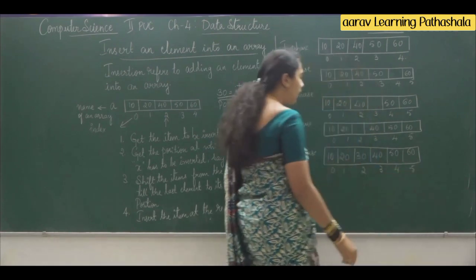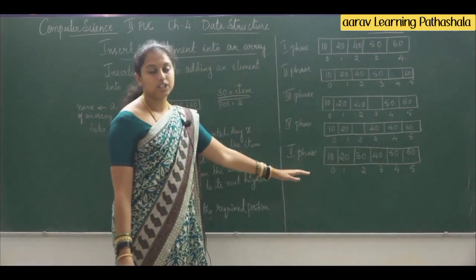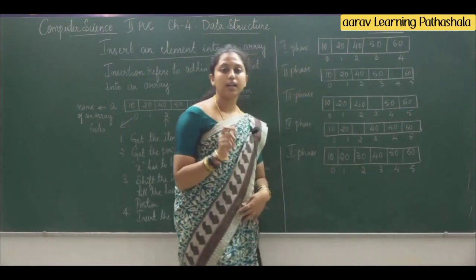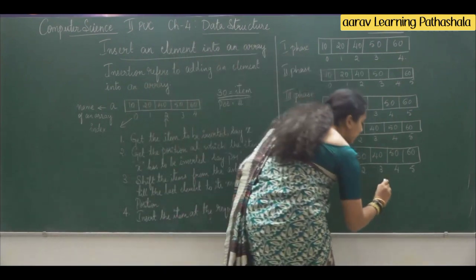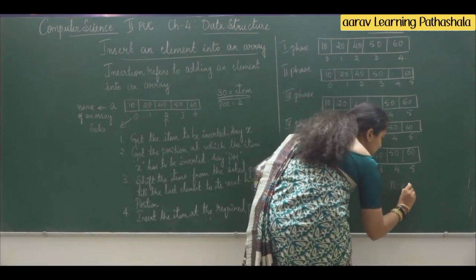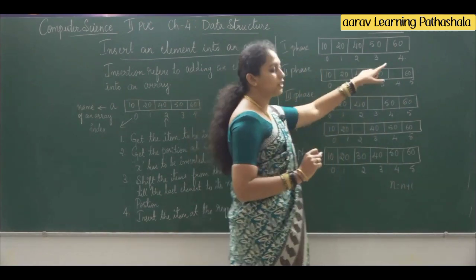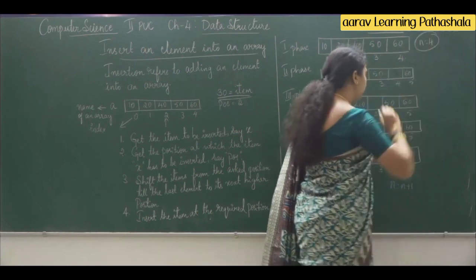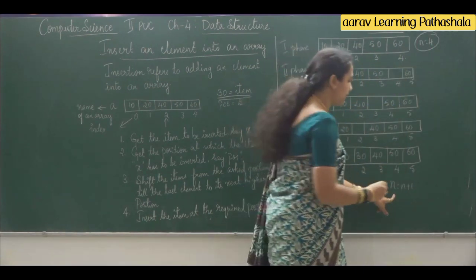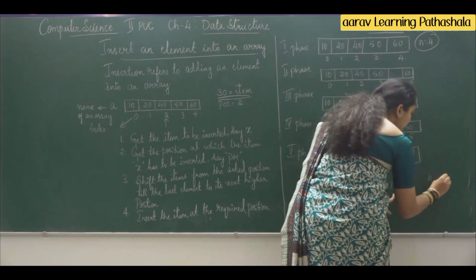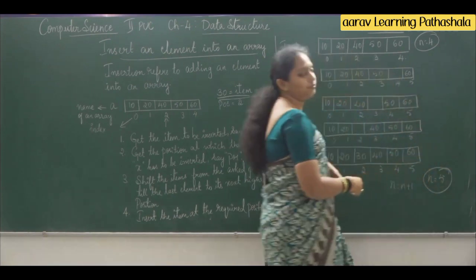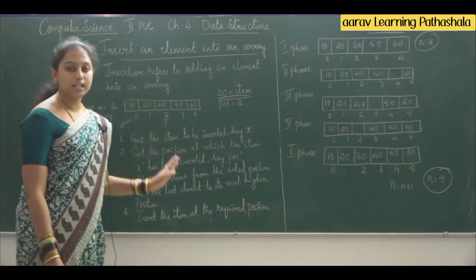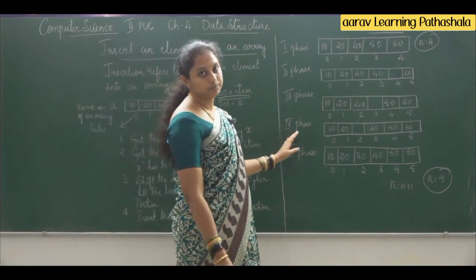So after inserting an element into an array, the size of an array is increased by 1. That is, n is equal to n plus 1. See, before insertion, the size of an array is 4. But after insertion of an element into an array, the array size becomes 5. So this is how we are going to insert an element into an array.